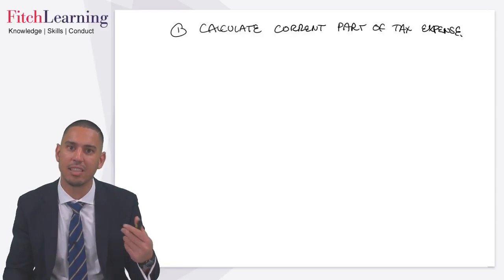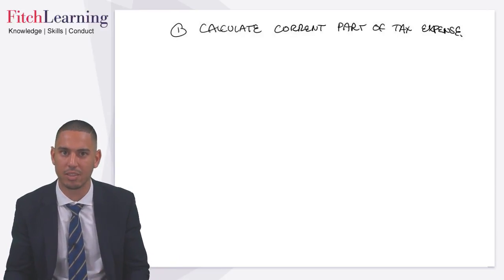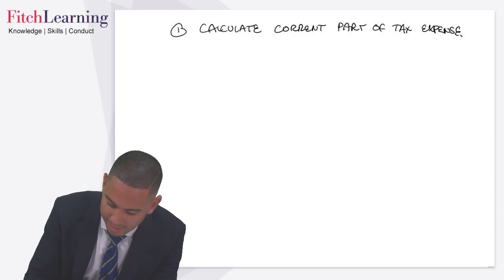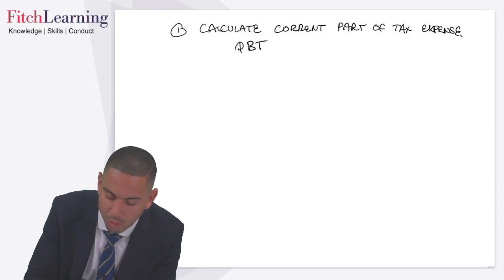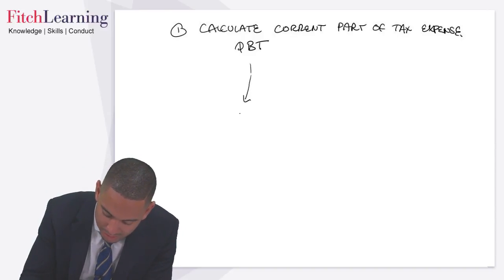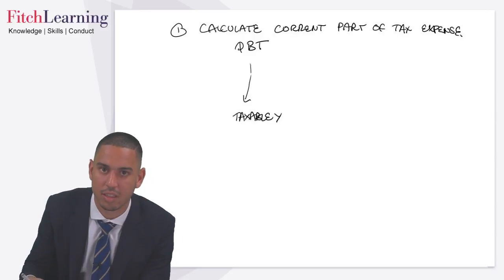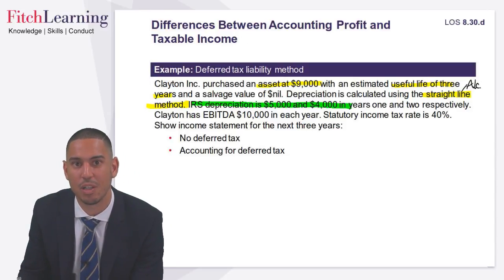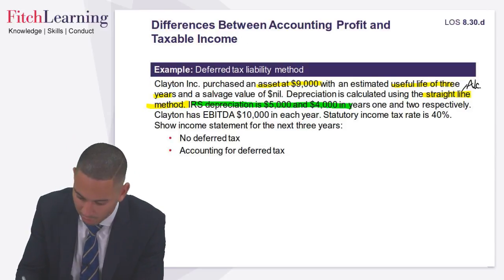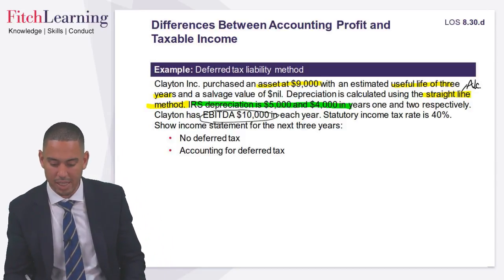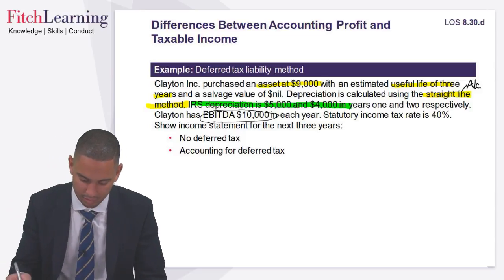So we're calculating the current part of the tax expense. And I said, when it comes to the current part, we're going to take our profit before tax according to our income statement, and we're going to adjust this all the way down to our taxable income. You've already done one of these questions. So our profit before tax is given to us. We're told that our profit before tax, our EBITDA, is going to be 10,000.